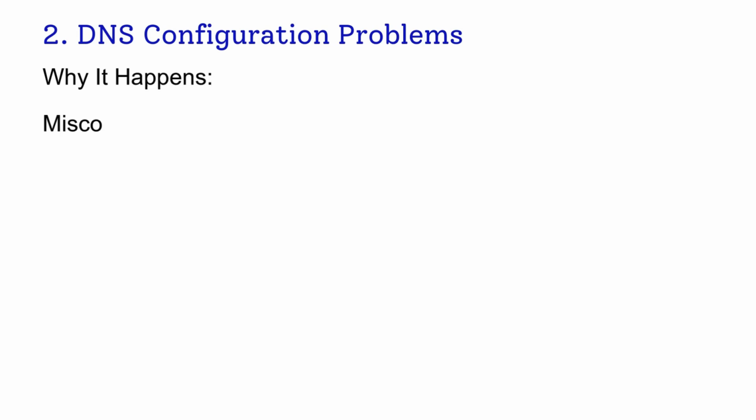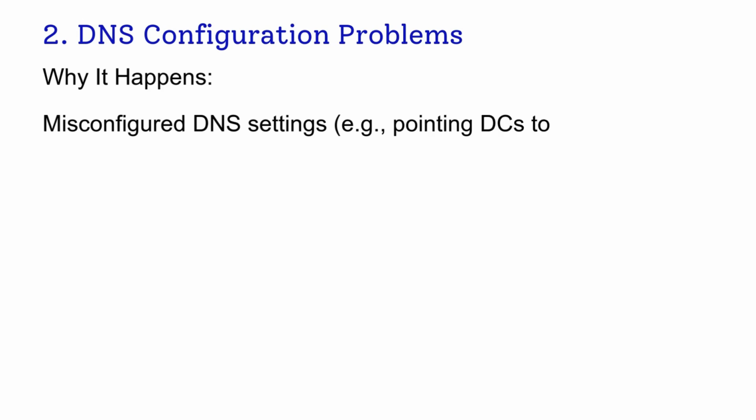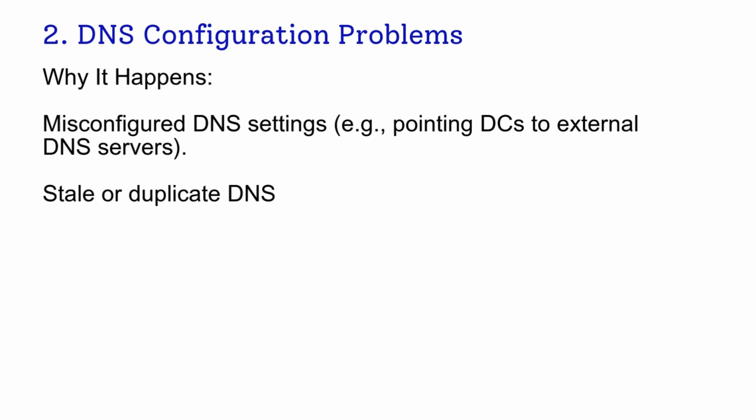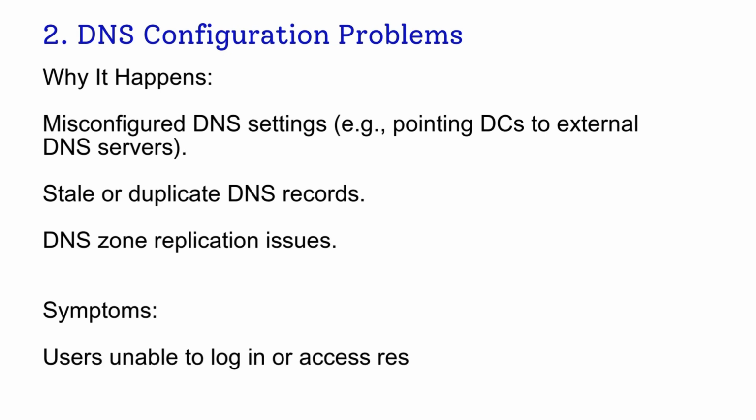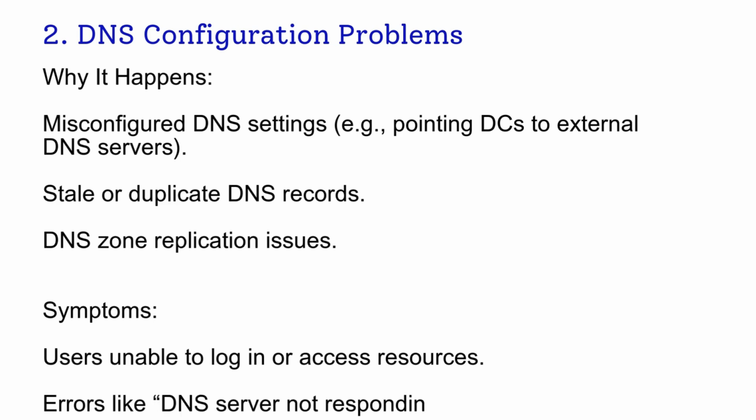The second problem could be DNS configuration problem. There could be misconfigured DNS settings pointing domain controllers to external DNS servers. Could be stale or duplicate DNS records, DNS zone replication issues. Symptoms are users unable to log in or access resources, and could be getting an error like DNS server not responding.